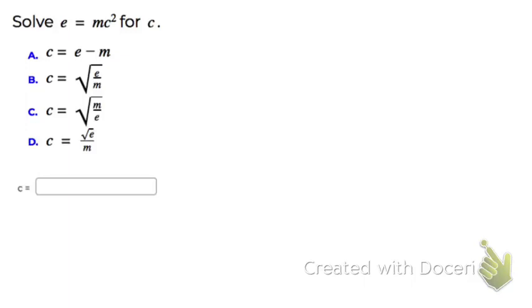Here we're given an equation with all these variables. We're asked to solve for C. So what I'm going to do first is change this equation. I'm going to keep C, but I'm going to change the E and M to just some regular numbers and walk through how to solve that.